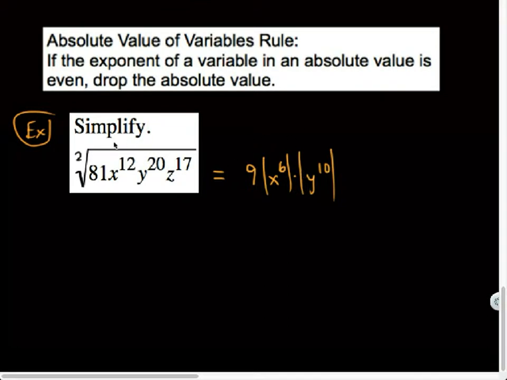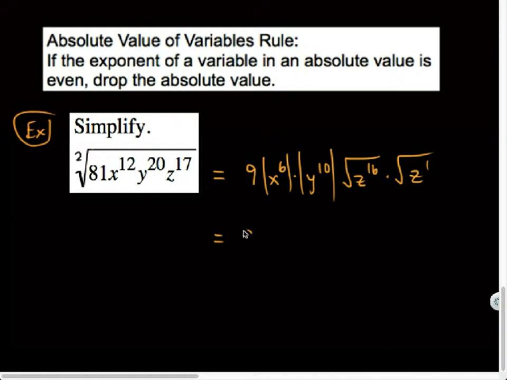All right, square root of z to the 17th. 17 over 2. Or tell you what, let's break z to the 17th up into the largest exponent that is divisible by 2. 16. That's z to the 16th times z to the 1st, right? Do you guys agree that that's still equal to the square root of z to the 17th? Yes. All right.